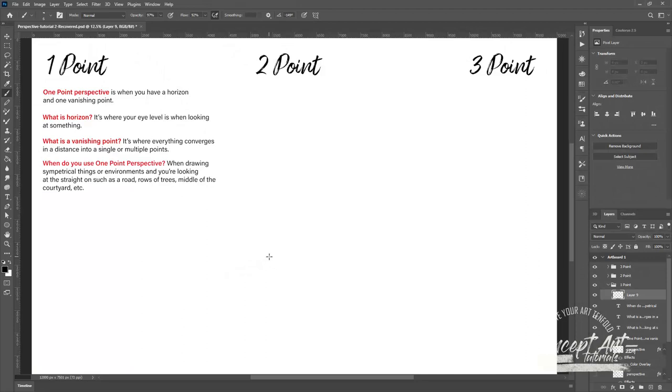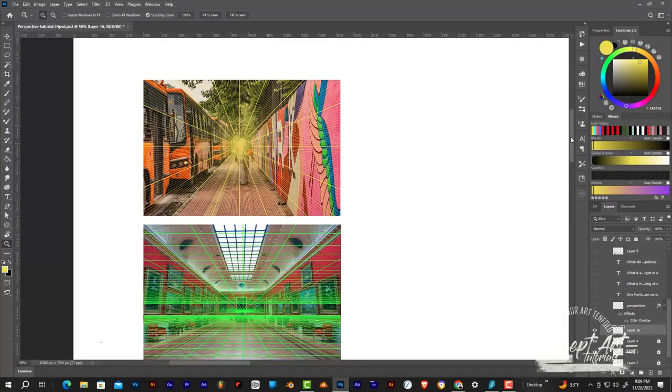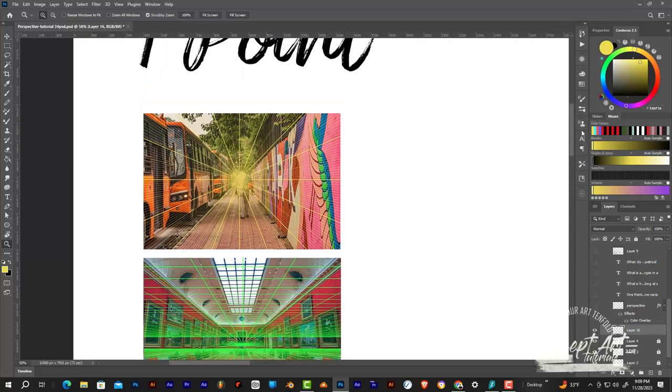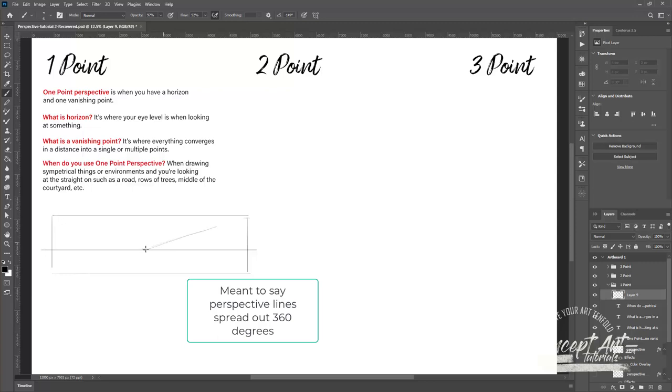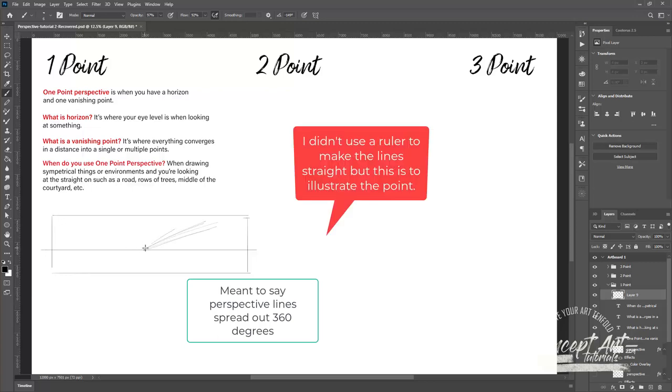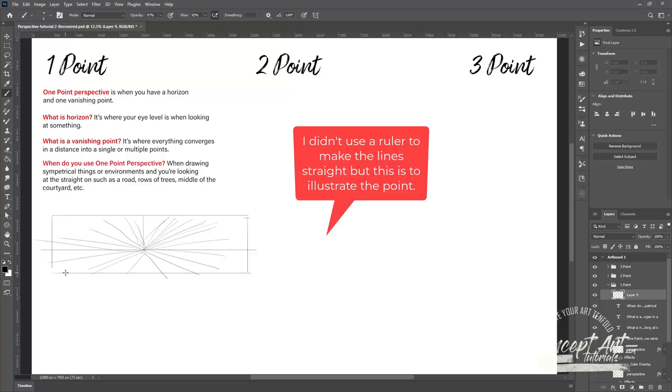And when do you use one point perspective? When you're drawing symmetrical things or environments and you're looking straight on, such as a road, rows of trees, middle of the courtyard, etc. So you have a horizon in the middle, and usually you put a dot right here, which is one vanishing point. So everything in this frame will converge into here, and then things spread out like this into that one vanishing point.